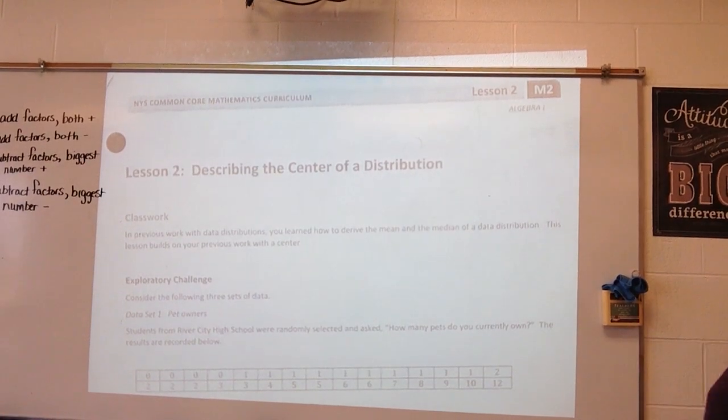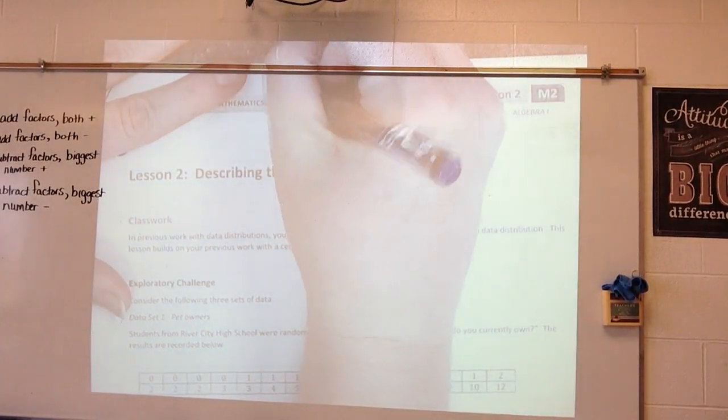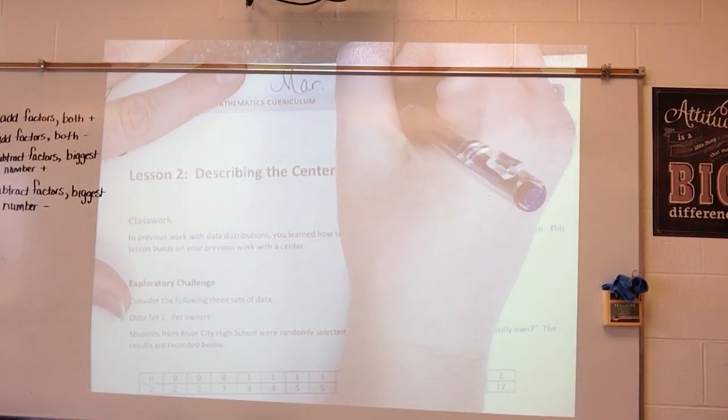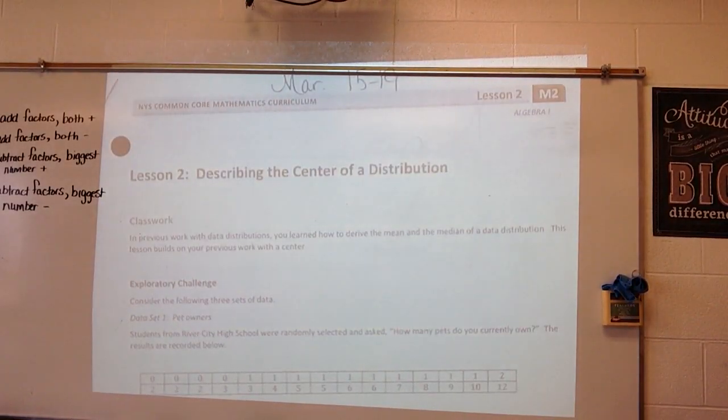Lesson 2. This is for March 15th through the 19th. Distributing the center of distribution. Alright, so let's go ahead and look at this. We're going to construct dot plots from data sets. We're going to look at the mean of the data and the median of the data set. So we've got several things that we're going to look at through here.